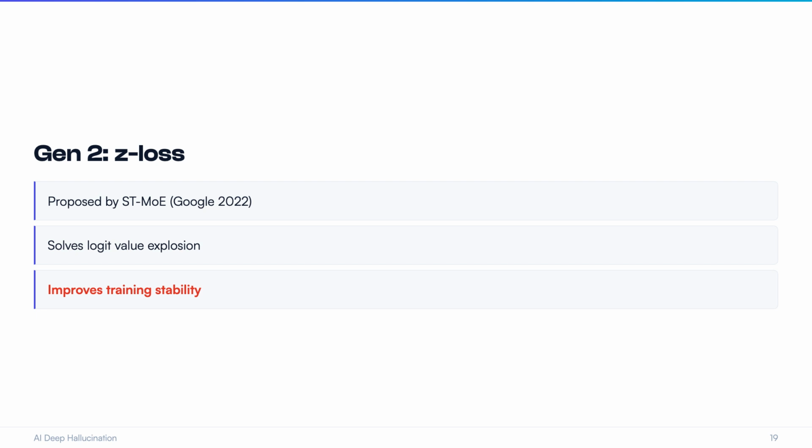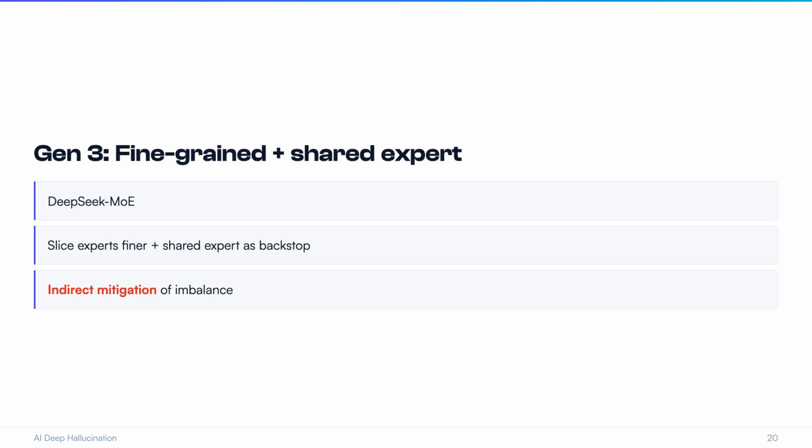Gen 2, ST-MoE, Google's 2022 paper on stabilizing MoE training, added a new loss. They found router output values would explode like a speaker pushed past its power limit, clipping into distortion. Compress the value scale to keep training stable. Gen 3 is DeepSeek MoE, slice experts finer, add a shared expert. After fine-grained slicing, more experts are used per token, statistically harder to be extremely imbalanced, so it's indirectly mitigated.